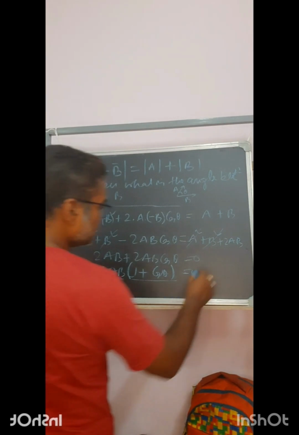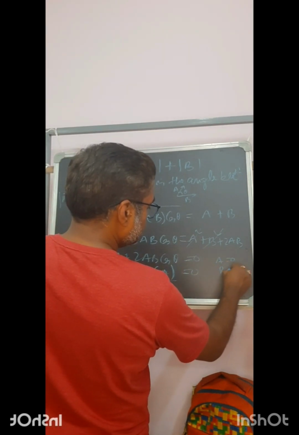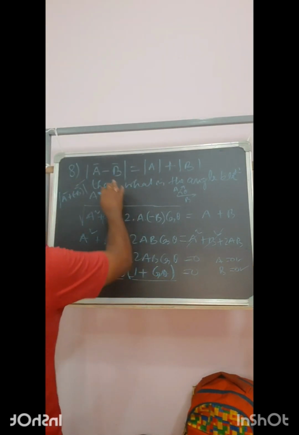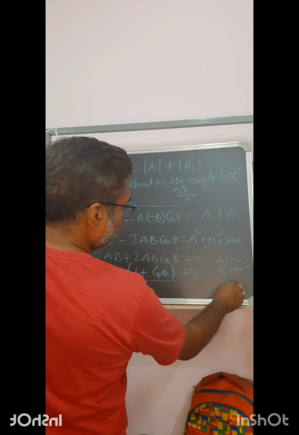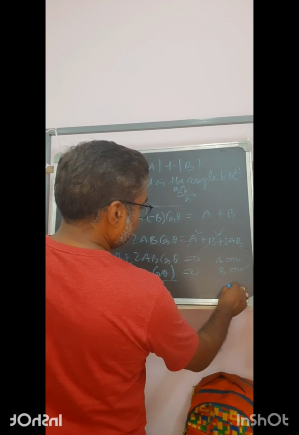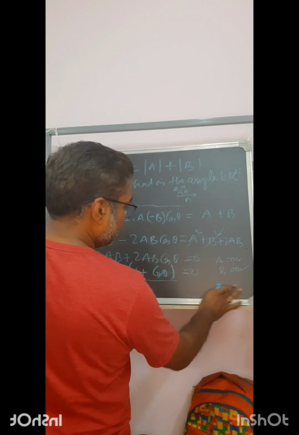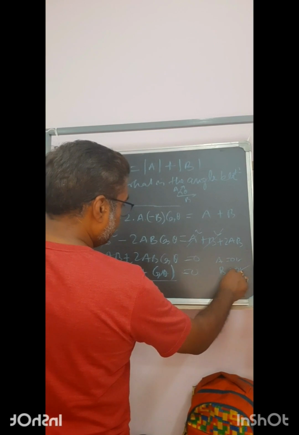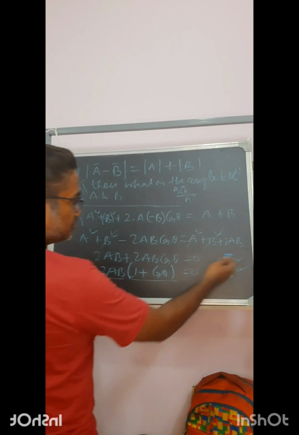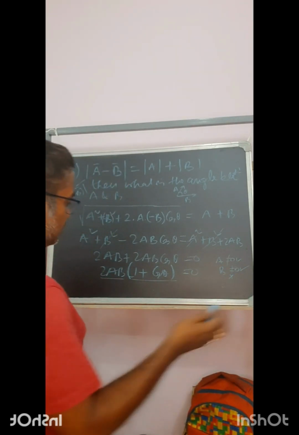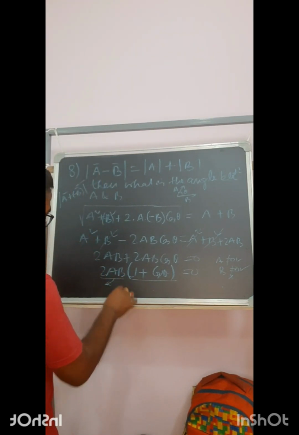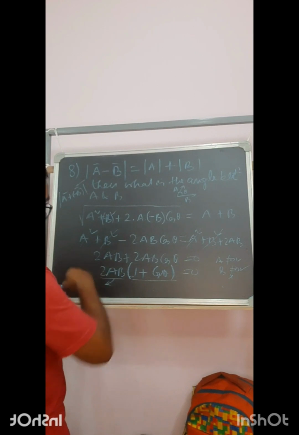Now this being 0 means either A is equal to 0 or B is equal to 0. A equal to 0 means this is a null vector. This is true if it is a null vector, but in that case I cannot examine the angle between them, because one is a null vector and another is a vector, so the angle is undefined. Null vector with any vector, I cannot say the angle between them. So this is not a possible condition.